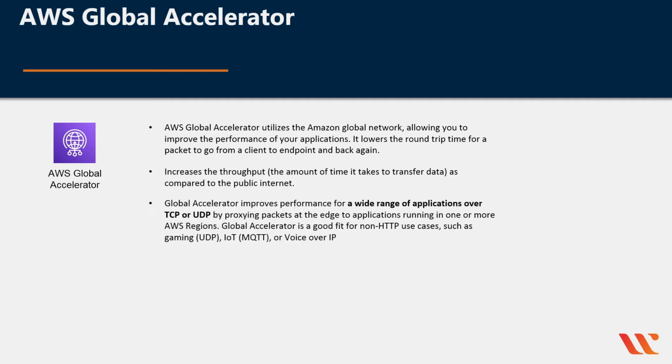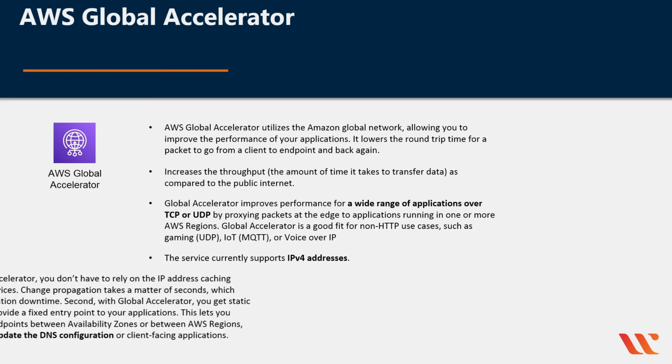Global Accelerator improves performance for a wide range of applications over TCP or UDP by proxying packets at the edge to applications running in one or more AWS regions. Global Accelerator is a good fit for non-HTTP use cases, such as gaming, IoT, or voice over IP. The service currently supports IPv4 addresses.